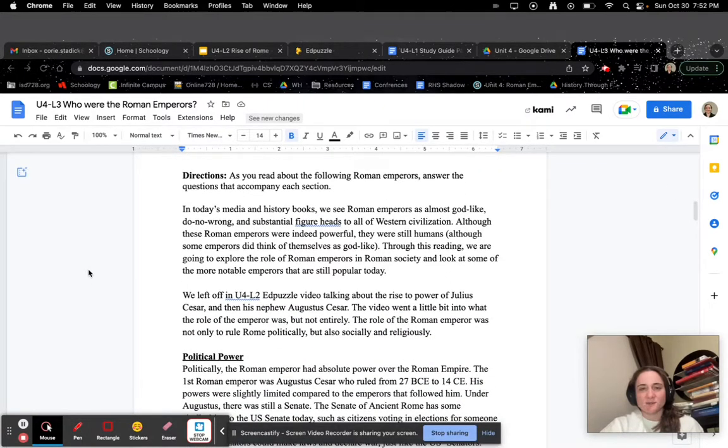Directions. As you read the following about Roman emperors, answer the questions that accompany each section. In today's media and history books, we see Roman emperors as almost godlike, able to do no wrong, and substantial figureheads to all of Western civilization. Although these Roman emperors were indeed powerful, they were still human, although some emperors did think of themselves as godlike. Through this reading, we are going to explore the role of Roman emperors in Roman society and look at some of the more notable emperors that are still popular today.